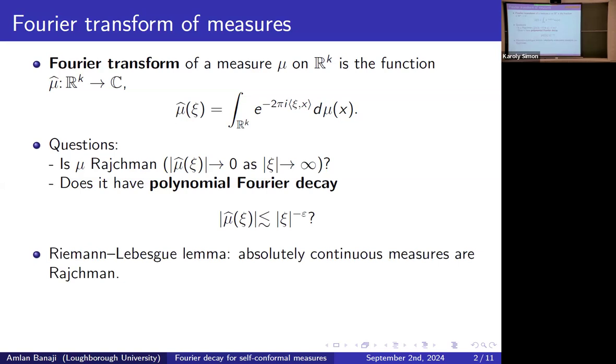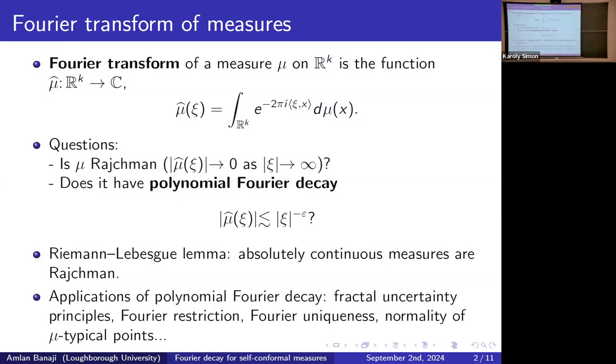So the Riemann-Lebesgue lemma tells us that if a measure is absolutely continuous, then its Fourier transform is basically the Fourier transform of its Radon-Nikodym derivative. So absolutely continuous measures are Rajchman. And in this talk, I will be interested in measures which are singular with respect to Lebesgue. I'll be interested in fractal measures, and this is a topic which has been of great interest to many people ever since Erdős onwards.